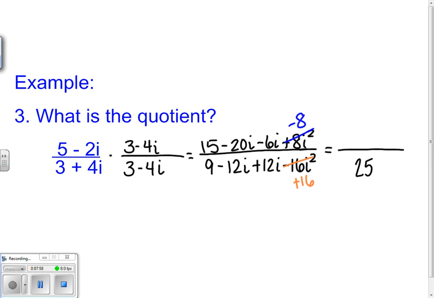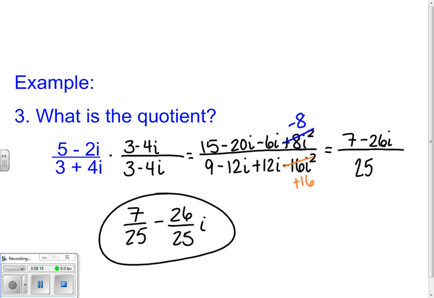Reals first. 15 minus 8 is 7. -20i minus 6i is -26i. If I uncommon denominator, I get 7 over 25 minus 26 over 25i. And I can't reduce any of them, so they just stay like that. That's a complex number whose real part is 7 over 25 and whose imaginary part is -26 over 25.